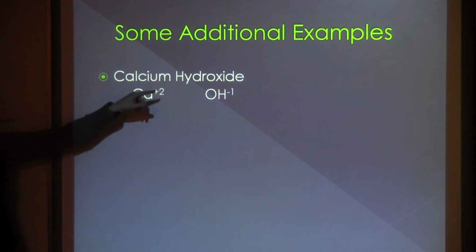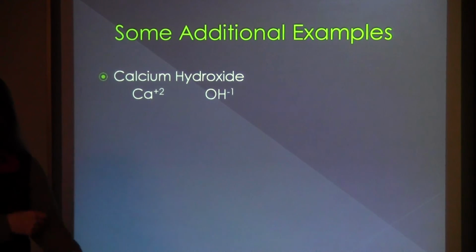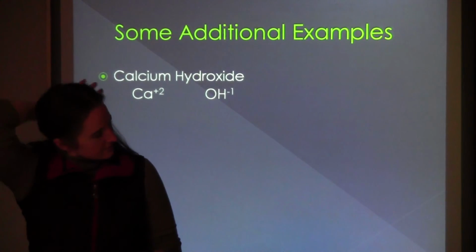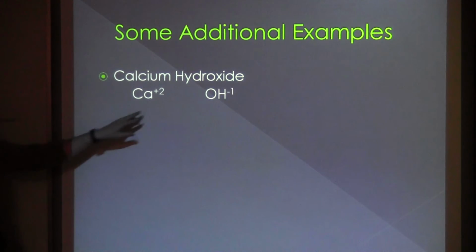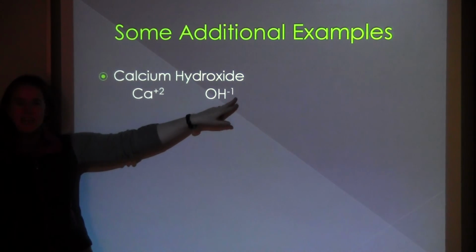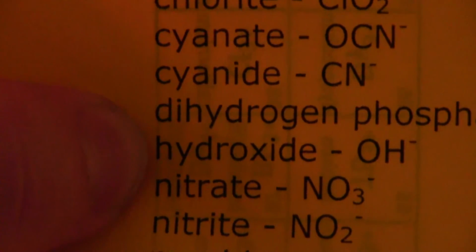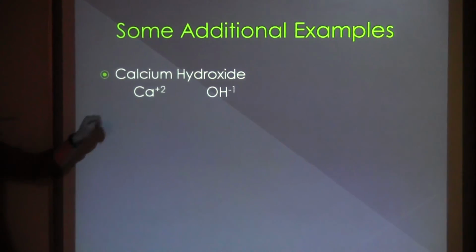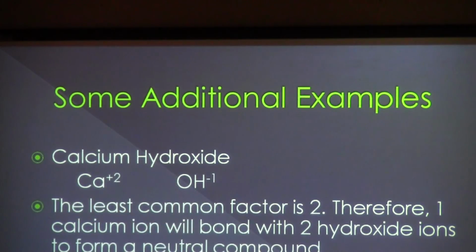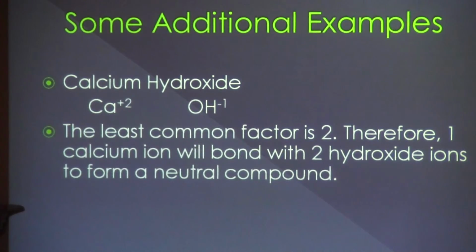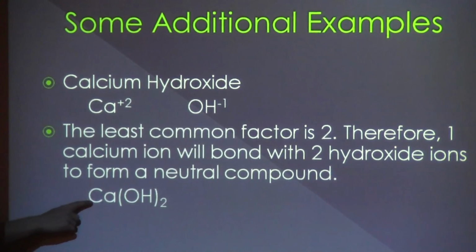Calcium, Ca2+. Hydroxide, find it on your sheet just so you know where it is. OH for hydroxide. Hydroxide has a -1 charge. Calcium has a +2 charge. How would I put those together? Common multiple of 2. How many calcium do I need? Just 1. How many hydroxide would I need? 2 of them. So again, I look at the common multiple. I'm going to need 2 hydroxide ions. So when I put it together, it would be Ca(OH)2.